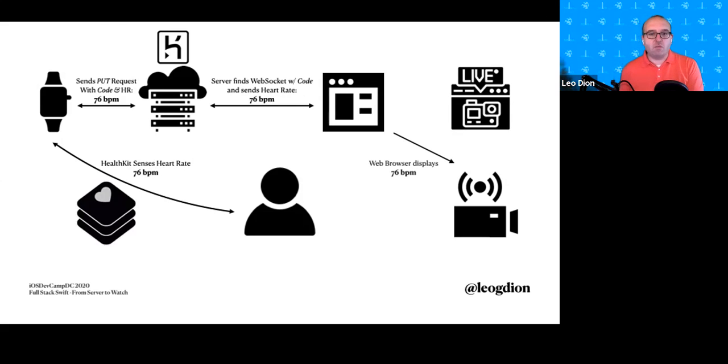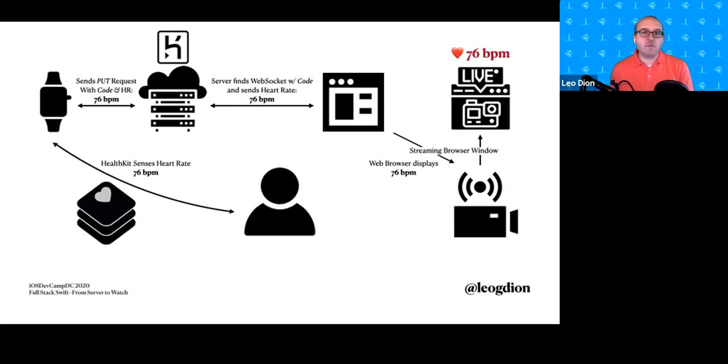From there, the web browser will display 76 beats per minute, and then that's where pretty much the streaming software takes it away and goes ahead and displays that and sends that out to your streaming platform, whatever that may be, displaying the 76 beats per minute.